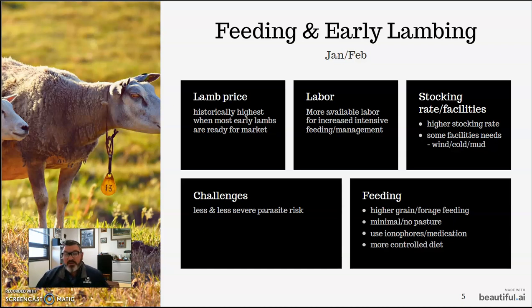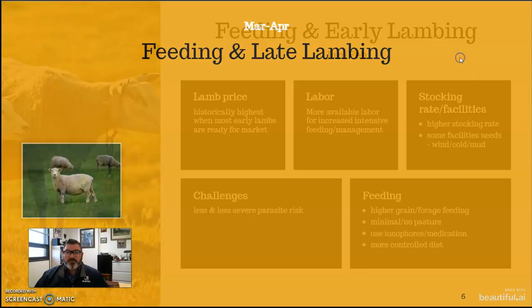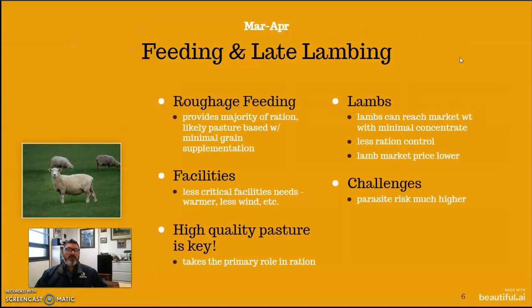You have the opportunity to drop in additives like ionophores or a medication to help your ewes and your lambs get rolling and be successful. So let's contrast that with the late lambing period, which would be lambs born March and April.